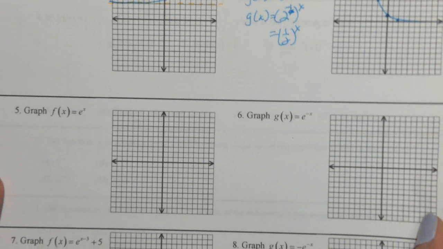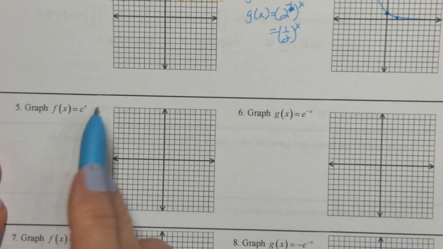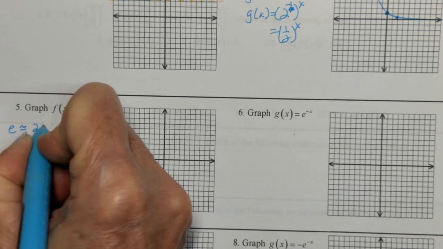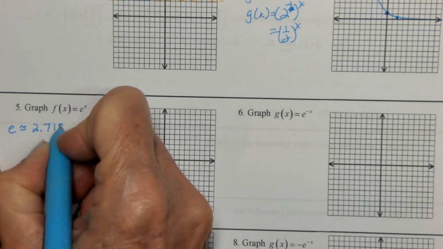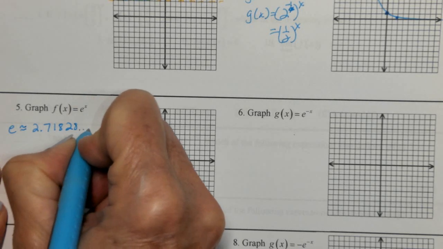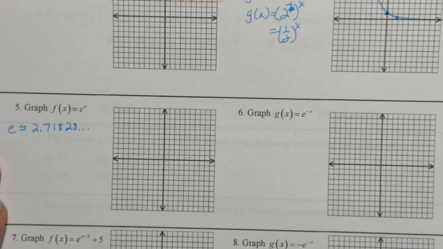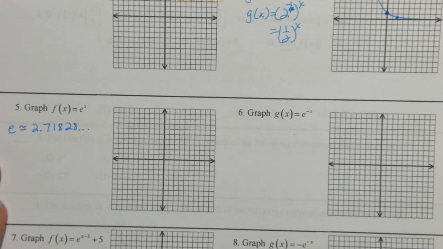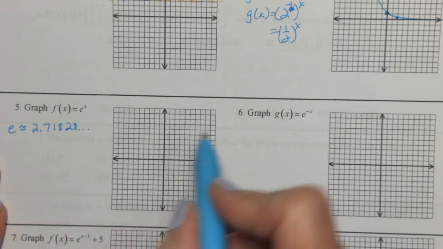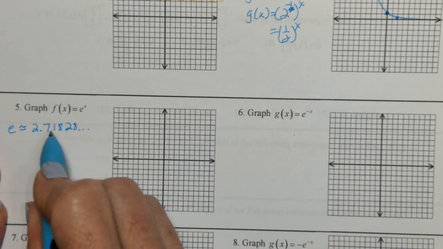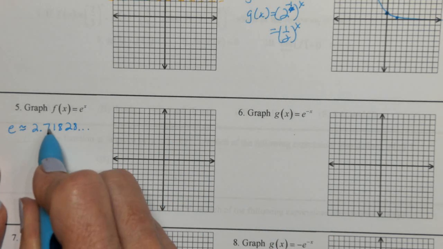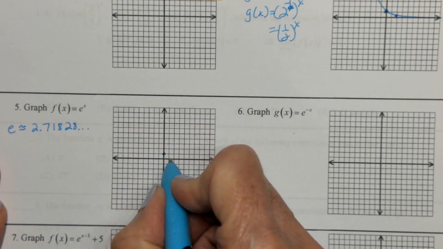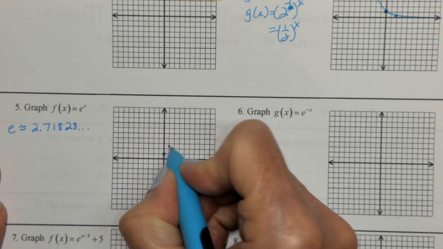Okay, good time to introduce e to the x. E is about 2.71828, and then it keeps on going. It's irrational. It's about 2.7-ish. So for graphing purposes on these little bitty squares, I'm going to call it a little over 2.5. So e to the 0 is still 1. E to the 1 is a little over 2.5.